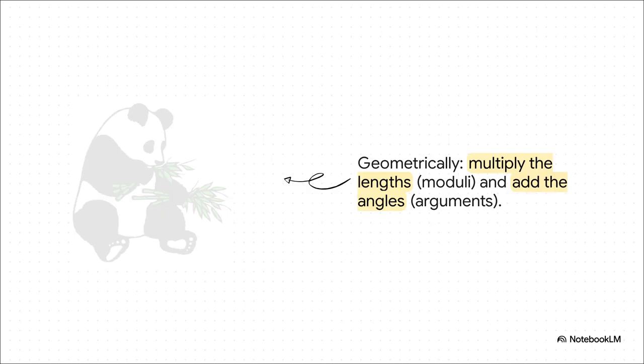Okay, now forget that messy algebra for a second and just look at the geometry. It's this simple. When you multiply two complex numbers, you multiply their lengths and you add their angles. That's it. All that complicated algebra just boils down to a simple stretch and a turn on the plane. I mean, how cool is that?